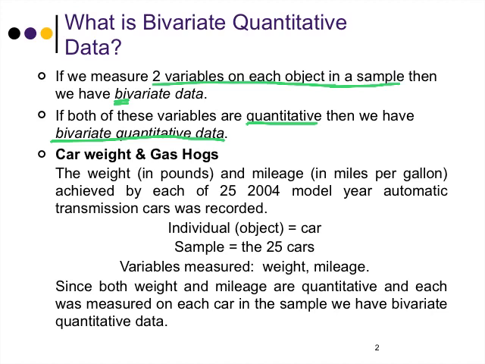So we could look here at the population of all cars and draw a sample from it. We would have a sample of 25 cars. The object in question that's being drawn is the car, and for each car we would have its weight and its mileage, right? And so since both weight and mileage are quantitative, it would make sense to have a scatter plot here.